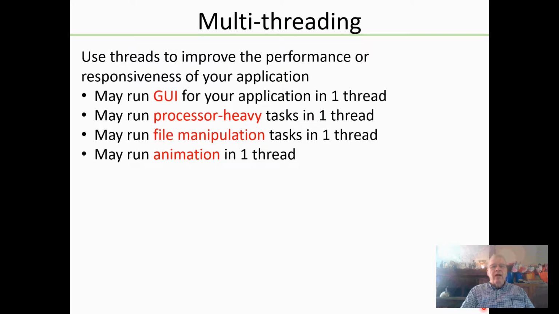If you were creating a multi-threaded program, this is just one example, you might use 4 different threads: one for the GUI, which is automatically created when you start a GUI, one for processor heavy tasks, which would probably be the main method, input and output might run in another thread, and then animation might run in a 4th thread.